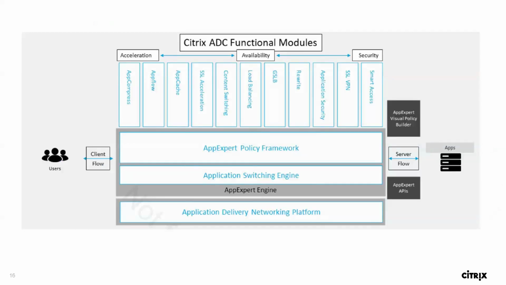Citrix ADC functional models. Citrix ADC loads on top of a FreeBSD-based operating system. On top of that, the Citrix ADC kernel will load. On top of that, the application delivery networking platform, the AppExpert engine. After that, the switching engine and policy framework. In that policy framework, we have functional modules: security, availability, and acceleration.